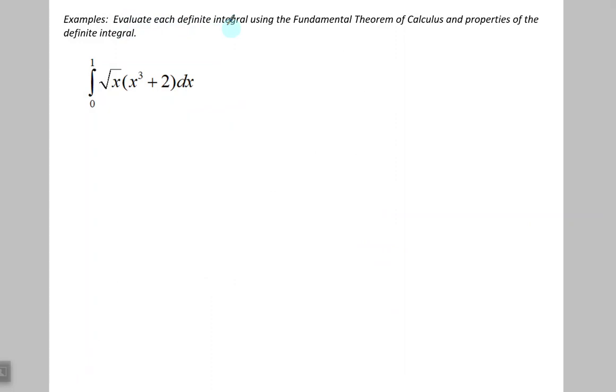Evaluate each definite integral using the fundamental theorem of calculus and properties of the definite integral. Integral from 0 to 1 of the square root of x times the quantity x cubed plus 2 dx. Now, when we have a product, we don't have a product rule for taking antiderivatives. So we are going to start by rewriting this integrand in a couple ways.